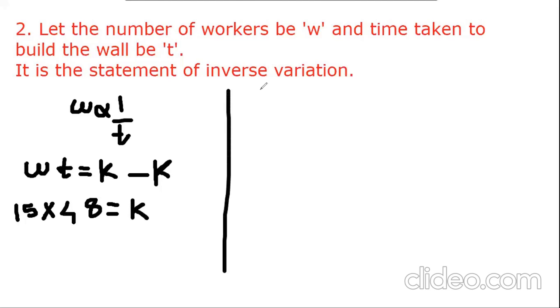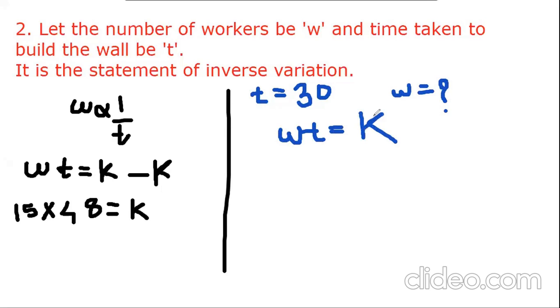When T is equal to 30, how much is the number of workers? So when T is equal to 30, W is equal to how much? Workers की संख्या किती? आता किमती लगा इथे simple है. W into T is equal to K.